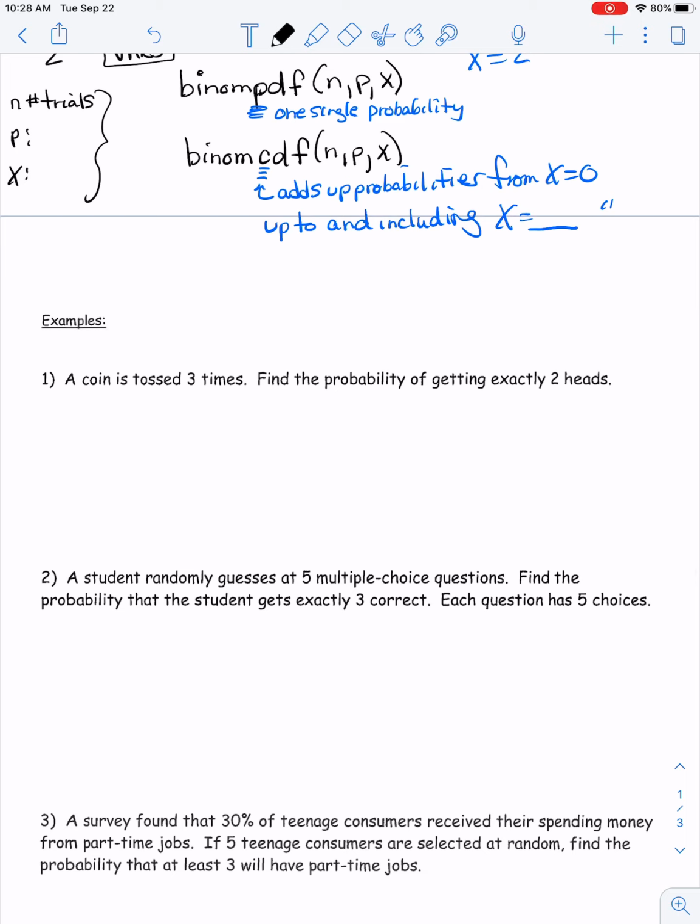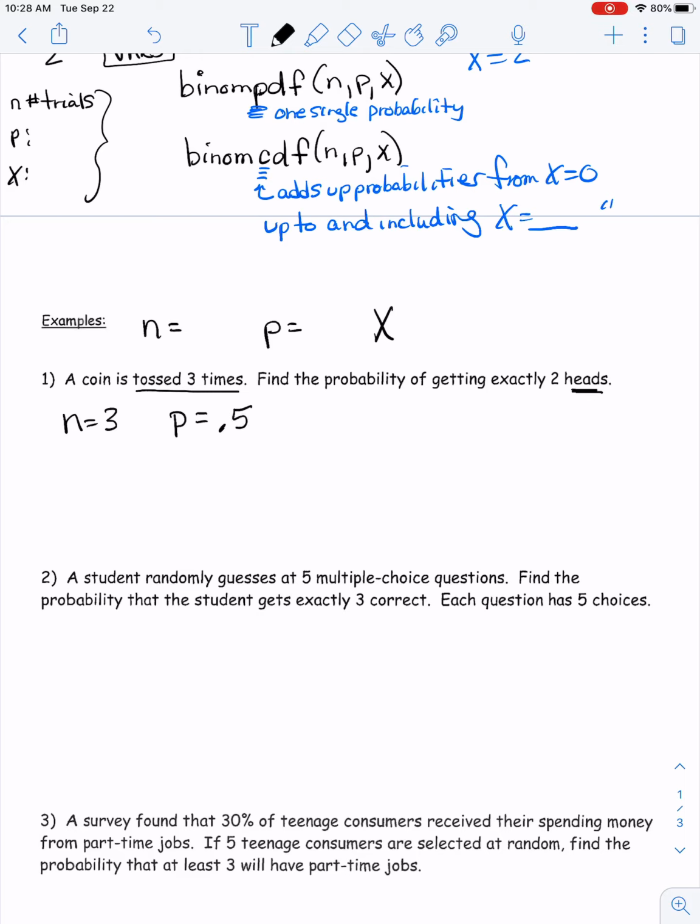Find the probability of getting exactly 2 heads. Okay, so to fill in a binomial PDF or CDF, you need 3 things. We need to know N, we need to know P, and we need to know what the X value is. All right, so in this case, tossing 3 times, that's N. P is going to be the probability of getting heads. Chance of heads is 0.5.